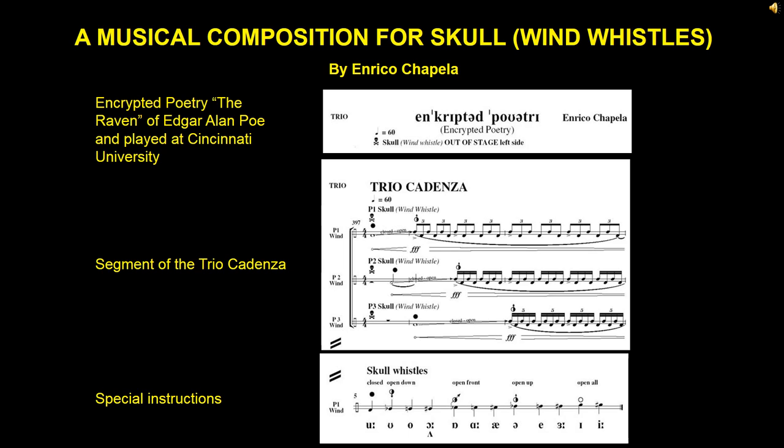Enrico Chapella created Trio Cadenza, or encrypted poetry, inspired by The Raven by Edgar Allan Poe, for three skull whistles. He used some of my models. His composition was played by the Orchestra of Cincinnati University in 2009. Flautist Abraham Elias played the composition in Tianjin, China, in 2010.